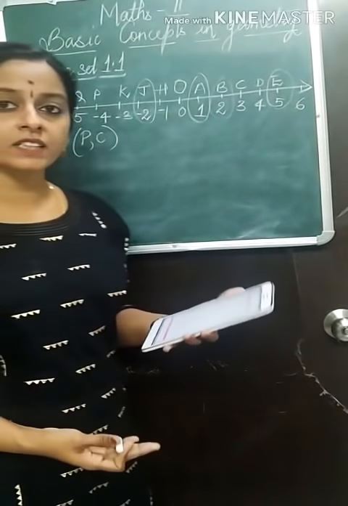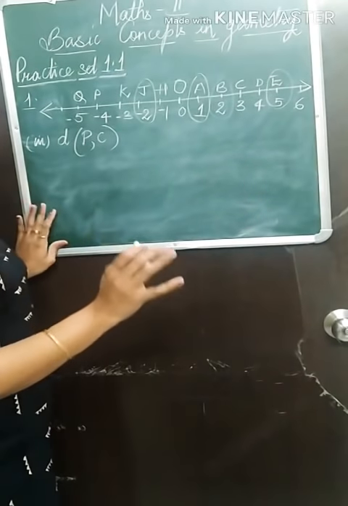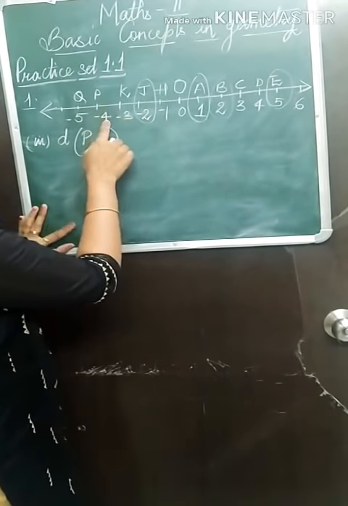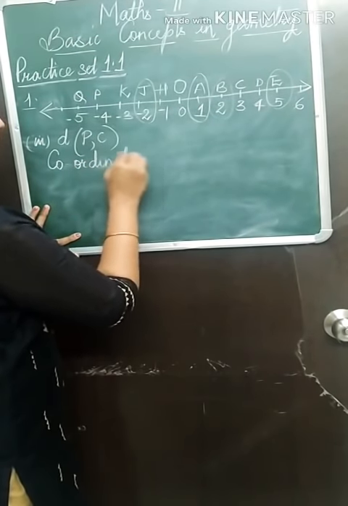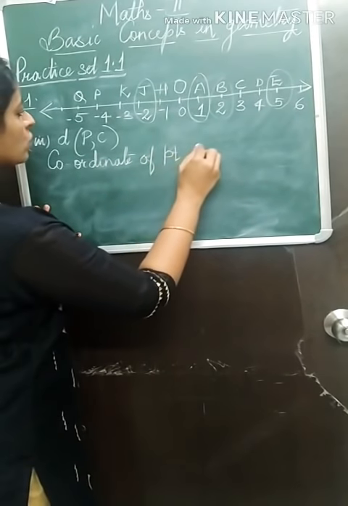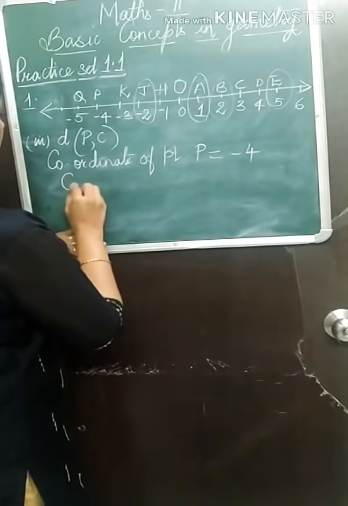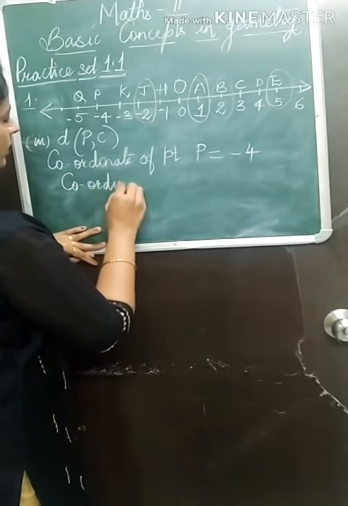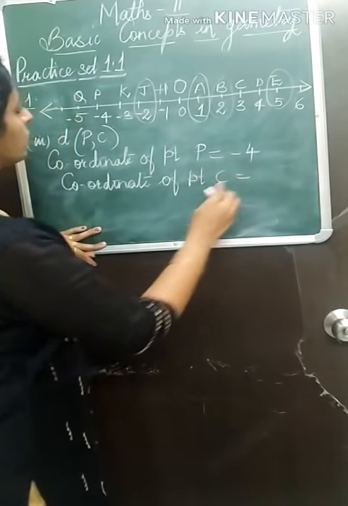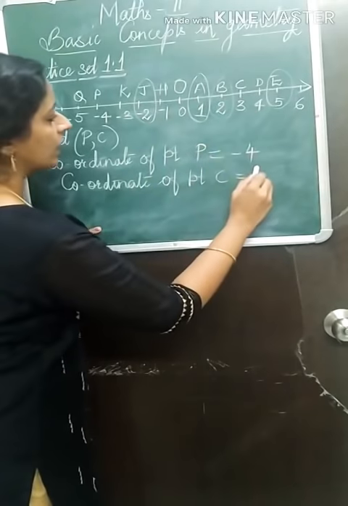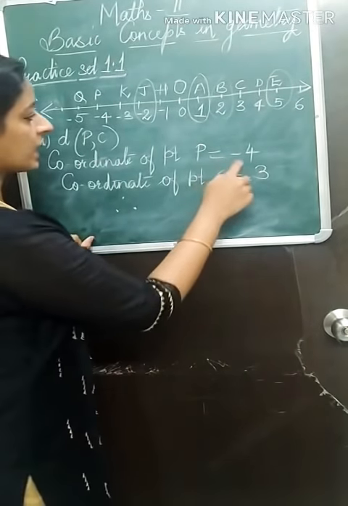Now let's move on to the third sum. Distance between P and C. P and C. Same steps. Coordinate of point P is minus 4. Coordinate of point P, all should solve with me, equal to minus 4. Coordinate of point C is equal to, where is C? Yes, 3. Therefore, which number is greater than the other?